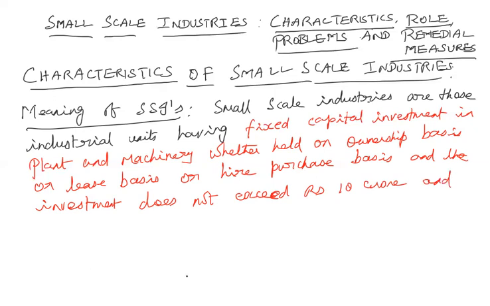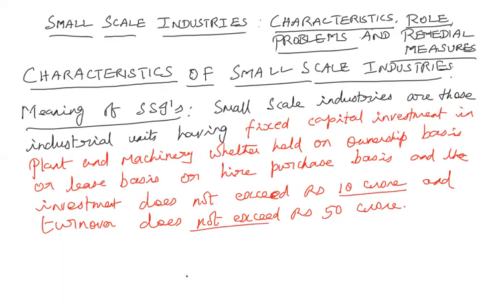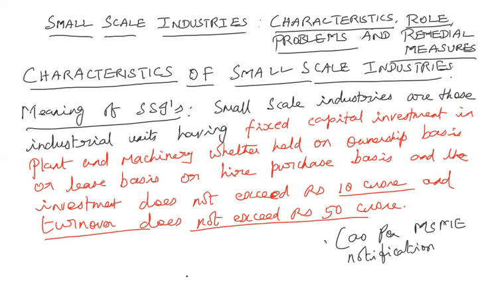and turnover does not exceed rupees 50 crore. Initially, investment on plant and machinery was between 25 lakhs to 1 crore. But this is as per this capital limit of 10 crore and turnover not exceeding 50 crore. This is as per the recent MSME, micro, medium and small scale industry notification, which was announced by the government in 2020.